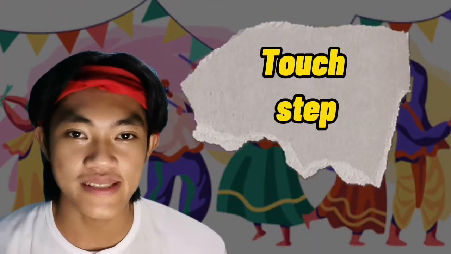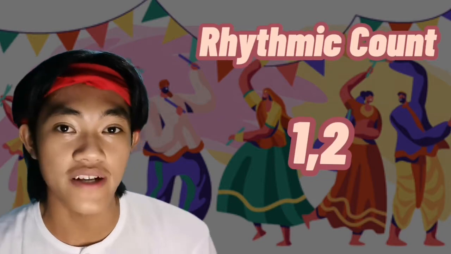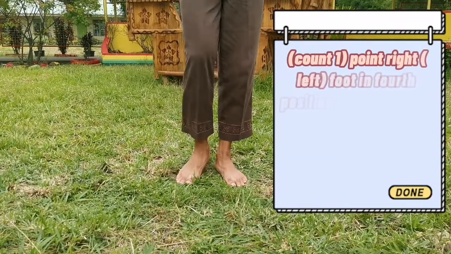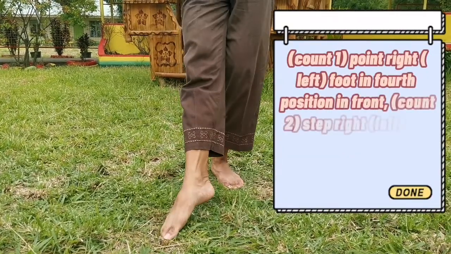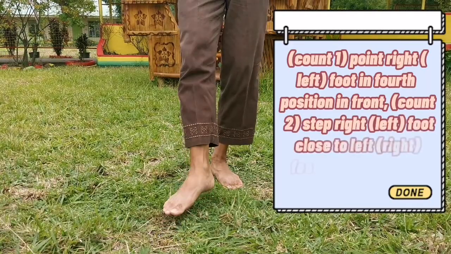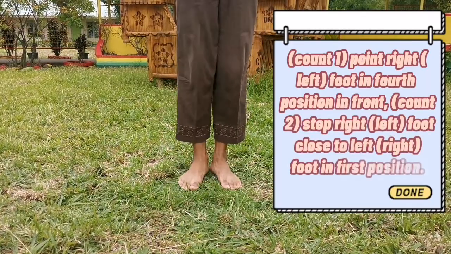Next, we have the touch step. Its rhythmic count is 1, 2. In count 1, point right foot in fourth position in front. Count 2, step right foot close to left foot in first position.